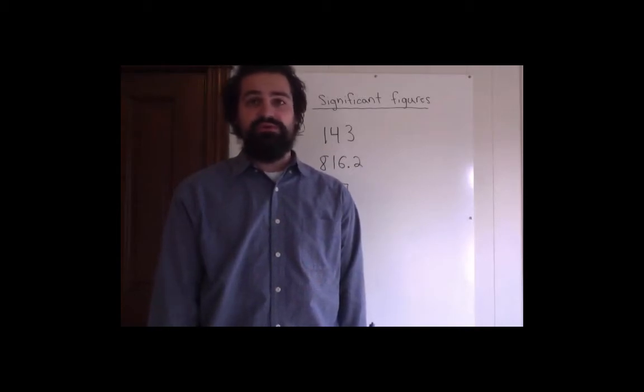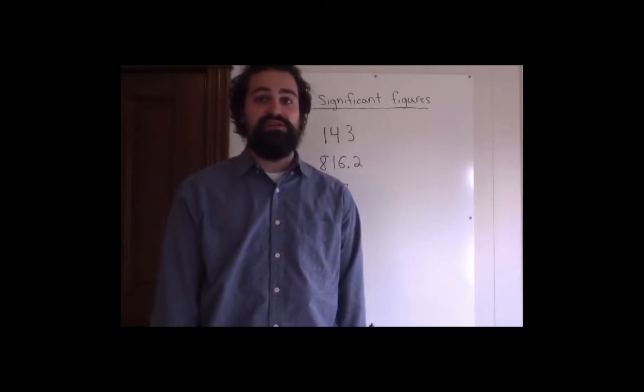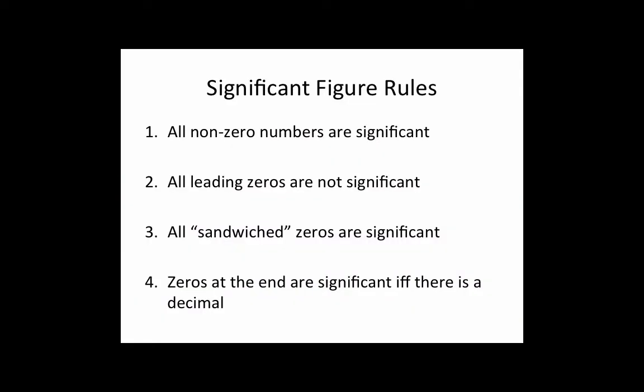There are 4 rules to figure out which numbers are significant, and please remember that you can pause if you do need to take notes throughout this lesson. Rule number 1. All non-zeros are significant, always. So numbers 1, 2, 3, 4, 5, 6, 7, 8, 9, any number that's not a zero is always significant. Rule number 2, all leading zeros are not significant. So any zero at the beginning of a number is never a significant figure.